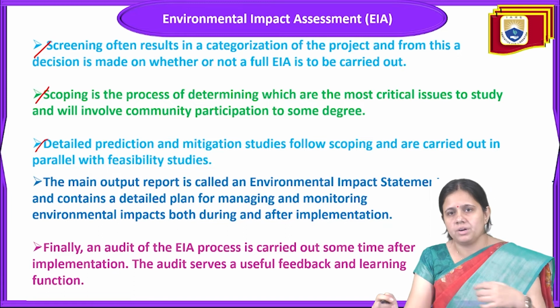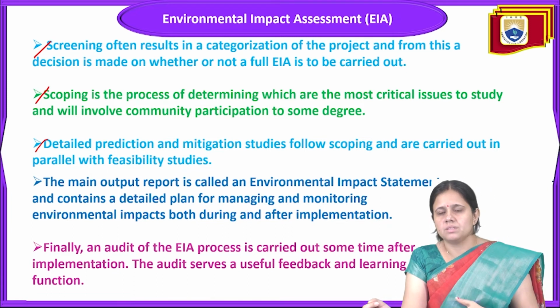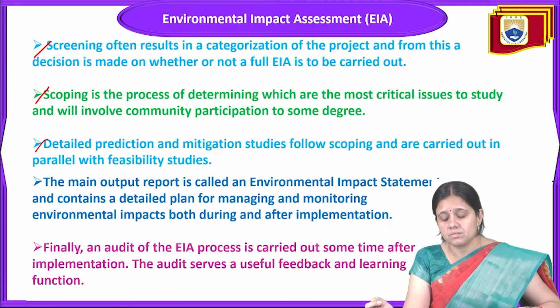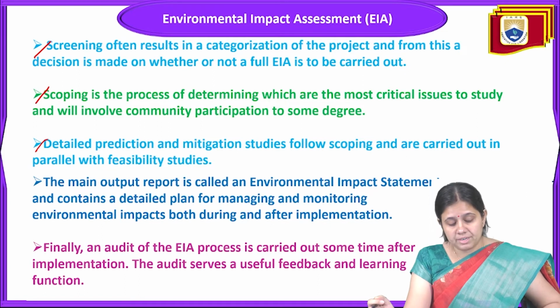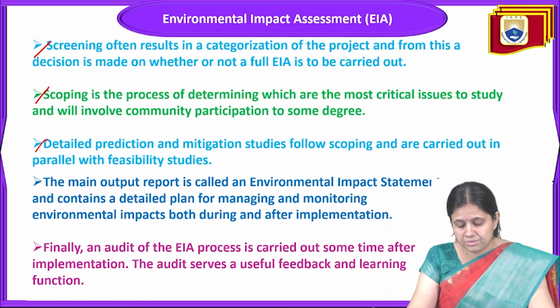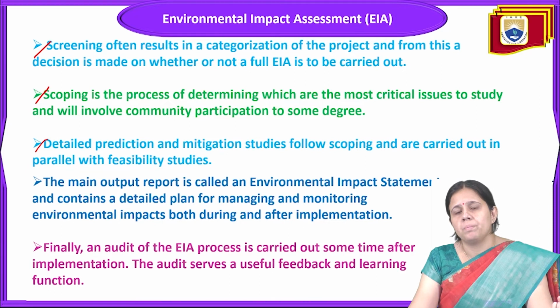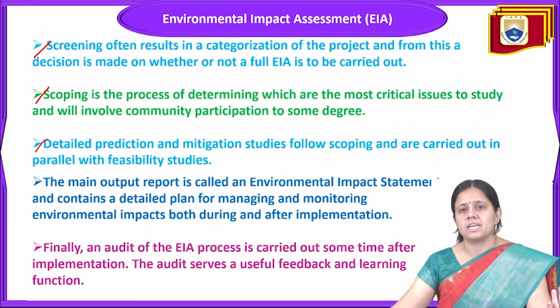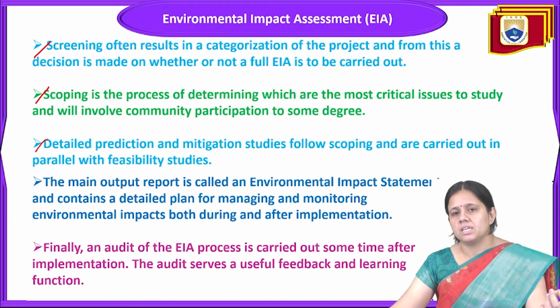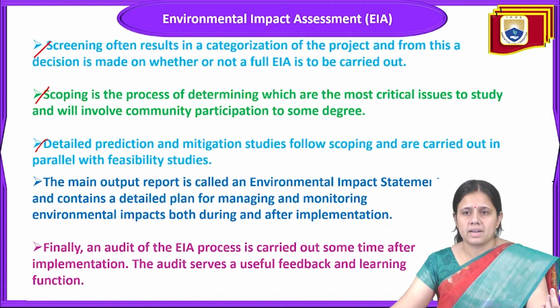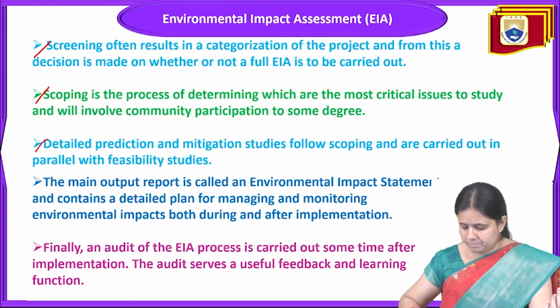And finally, an audit will be carried out on the process of EIA sometime after implementation. The audit serves a useful feedback and learning function. So this is all about the whole set of steps of EIA. First is screening, scoping, prediction and mitigation, and then the final output report, that is the Environmental Impact Statement, and then the audit. The audit will be done to know how the EIA process was carried out sometime after implementation.